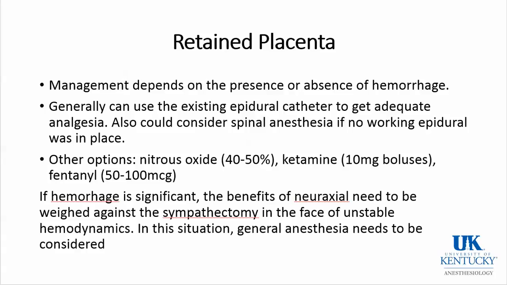Whether or not a patient is hemorrhaging is really going to dictate how you manage a patient with retained placenta. Most of the time, your patients might have an existing epidural catheter to give them adequate analgesia as the obstetricians try to retrieve the retained placenta. You could also consider a spinal anesthetic in a patient that does not have a working epidural. Other options are going to be nitrous oxide, ketamine, as well as fentanyl. However, if hemorrhage is significant, the benefits of neuraxial need to be weighed against the sympathectomy in the face of unstable hemodynamics. In this situation, general anesthesia needs to be considered.